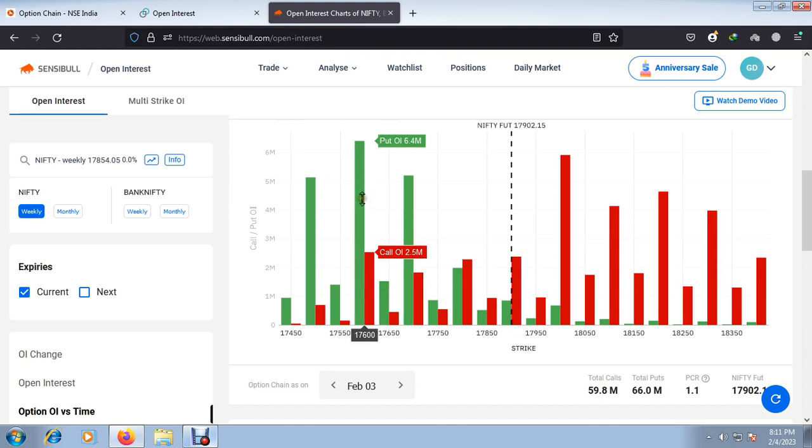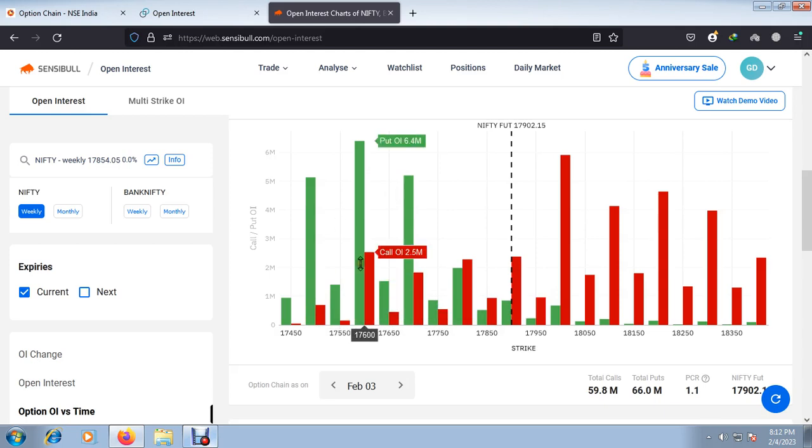So here you can see that at 17,600 this green bar is the highest. Then next is this one, 17,700, then 17,500. So you can very clearly and very quickly understand that 17,600 is the support, and this one, 18,000, is the resistance for the market. This is the open interest chart, and this is for the entire coming week.